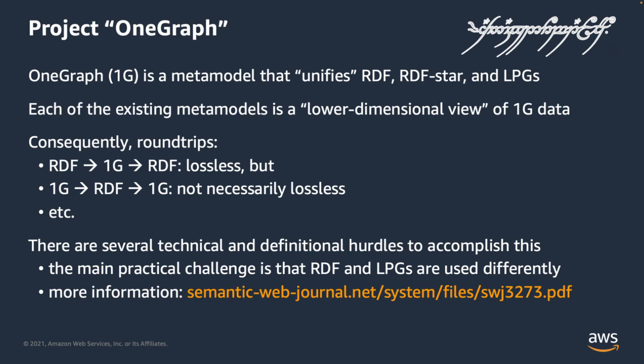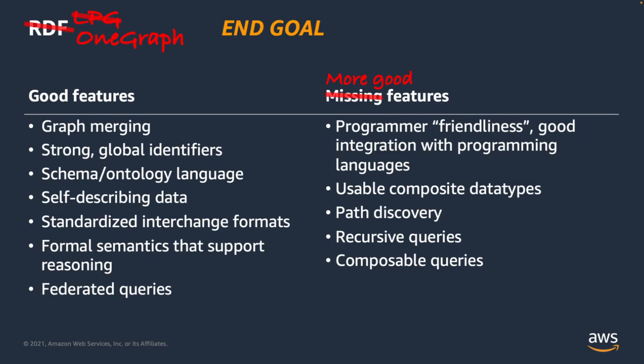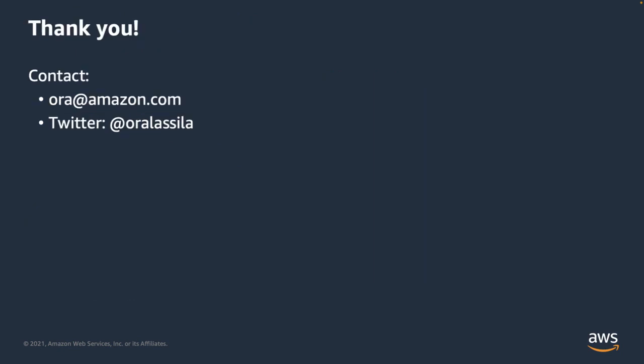So, given this, the end goal should be this. We have the good features of RDF, and we have the good features of property graphs, and we can have all of those. At least in my dreams, we can have all of these, and I think we are well on our way to getting there. It's work in progress at the moment. Thank you.